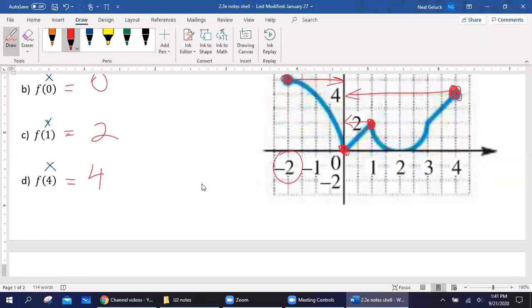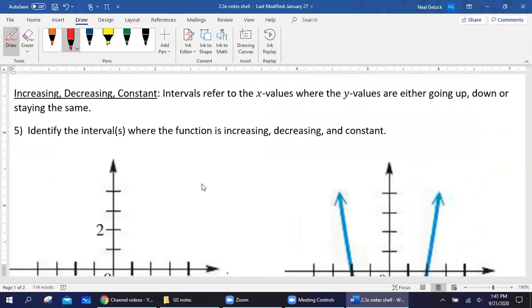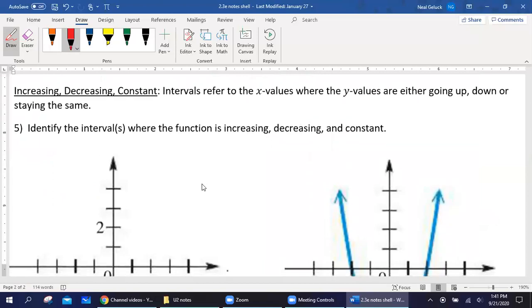The last concept we're going to talk about is increasing, decreasing, constant. Increasing means from left to right, I'm going uphill. Decreasing means from left to right, I'm going downhill. Constant, flat, horizontal. So these are intervals, and be careful, students mess this up a lot. I want the X intervals.